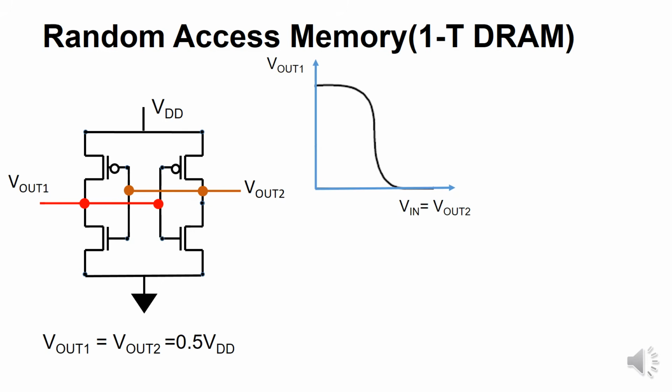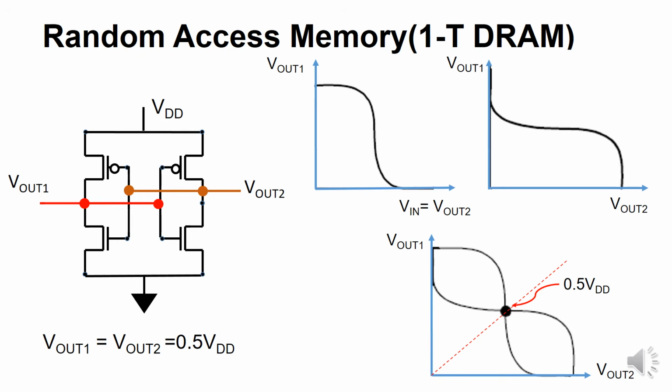Now, if we see the plot, as we increase Vout2, Vout1 decreases. Similarly, the input is taken on the y-axis. As we increase Vout1, Vout2 decreases. If we superimpose both the plots, we get the butterfly diagram, and we are operating at 0.5 VDD, that is the logic threshold of both the inverters.